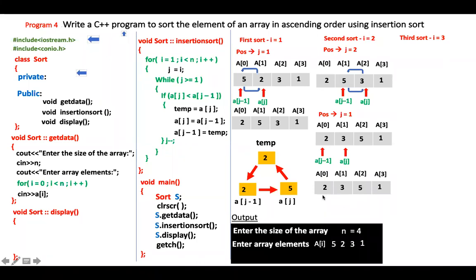Now it will go to our next position. Now what will the j value be? The position was 1. Now the j value will become j is equal to 0. Now is 0 greater than or equal to 1? Is it greater? No, it is not greater. Now again the for loop will increase. It will go to the third sort. Then it will take the position j is equal to i. That is position j is equal to the i value.